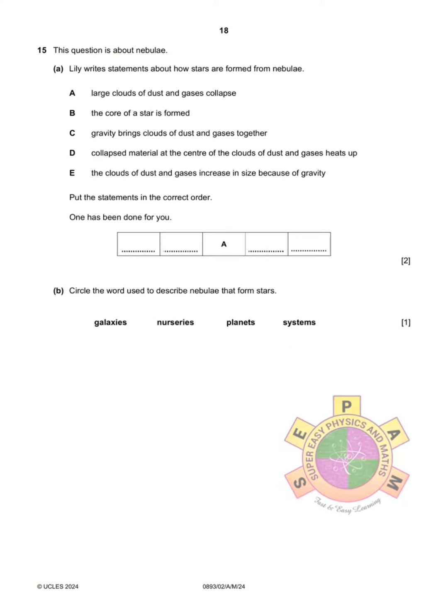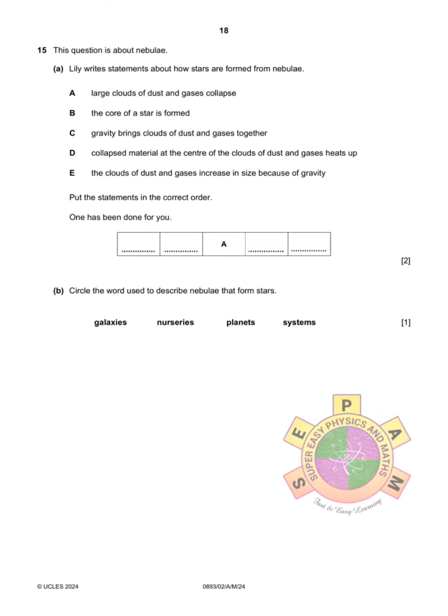We are very close to the end of this paper. This question is about nebulas. Lily writes statements about how stars are formed from nebulae. If you look at the procedure, this is the formation. So you have A, B, C, D, E. So it has been reordered. Now put the statements in correct order.